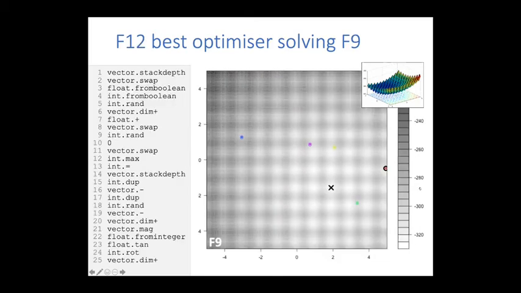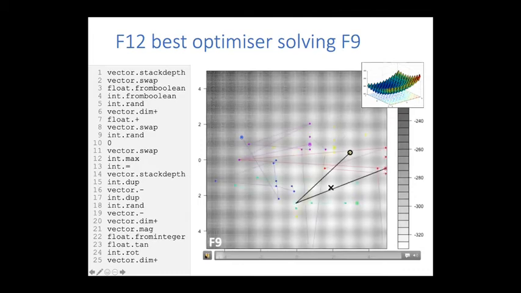Moving on to the F12 best optimizer. This one's far more complicated, it has 25 instructions. And it has a population of 5, which are represented by different colors here. And if I let this play, you'll see that these search processes move through the landscape in quite a different way.